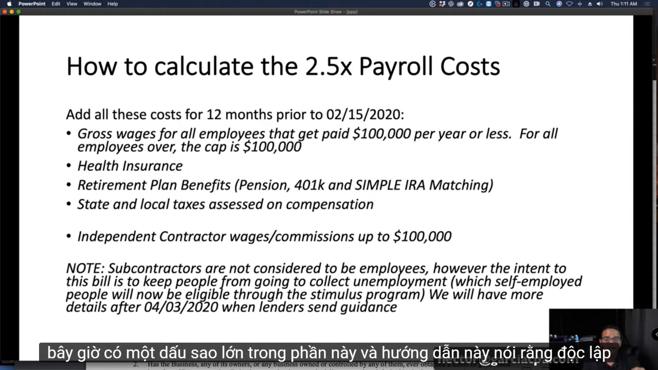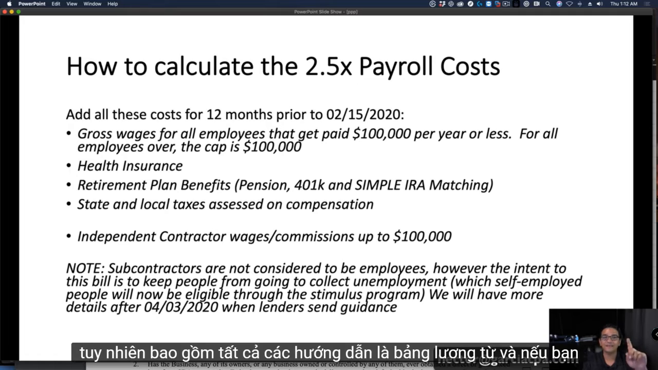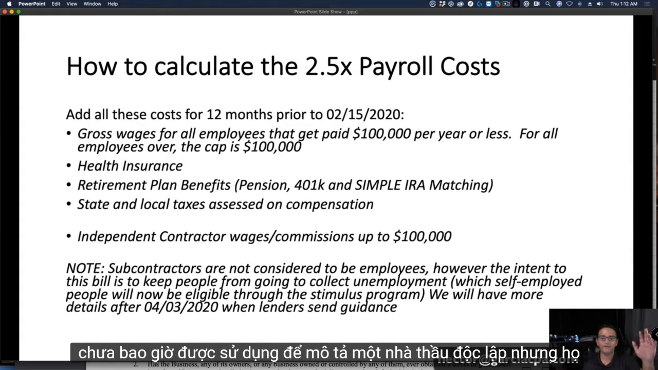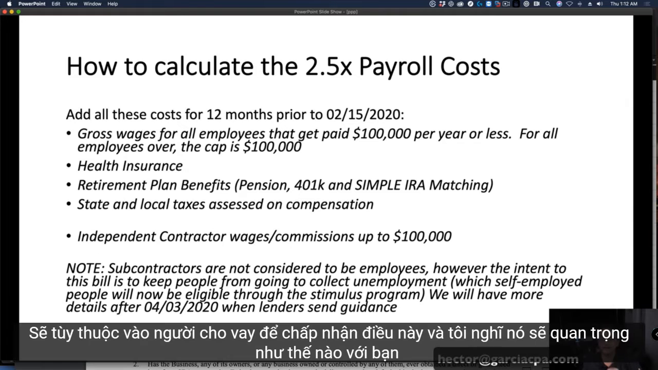Now there's a big asterisk in this one, and this guidance says that independent contractor wages and commissions up to $100,000 per contractor are included. However, all over the guidance, it says the word payroll. And if you know a little bit about payroll and independent contractors, the word payroll has never ever been used to describe an independent contractor. But there's specific text that says that independent contractors can be included.